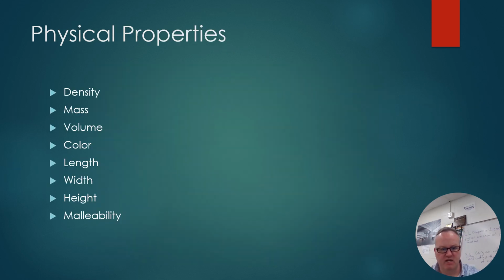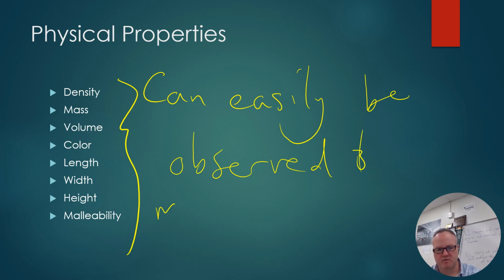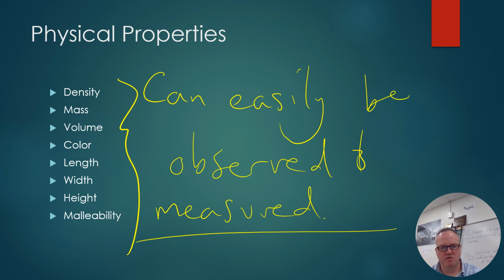And speaking of density, here we have some physical properties. Now, what these all have in common is that they can easily be observed and measured. So you don't actually have to change the matter in order to identify these. You can just look at the matter, you can examine it, you can just see it with your own eyes.